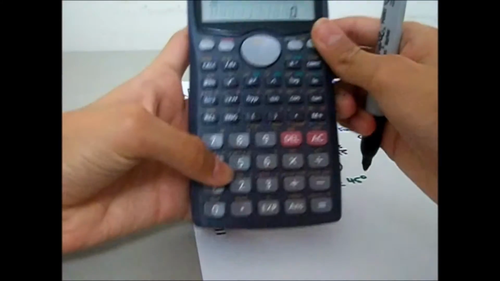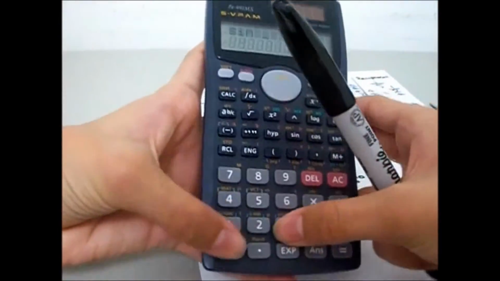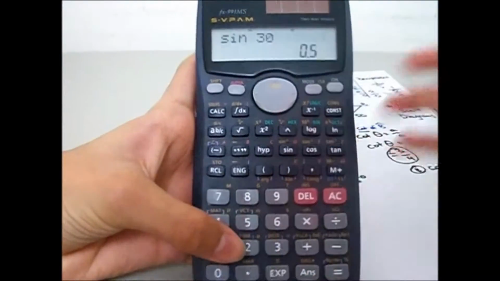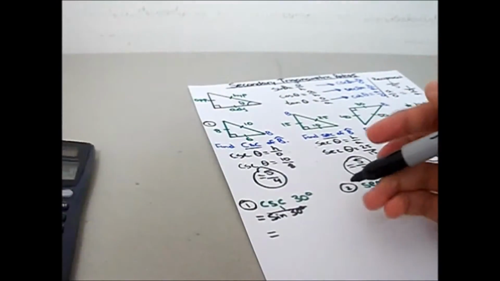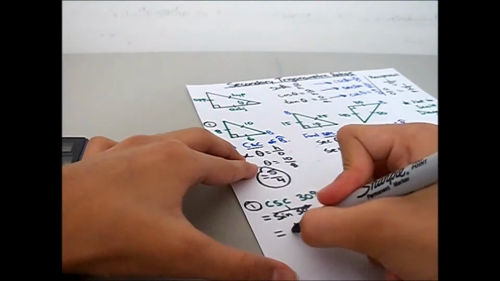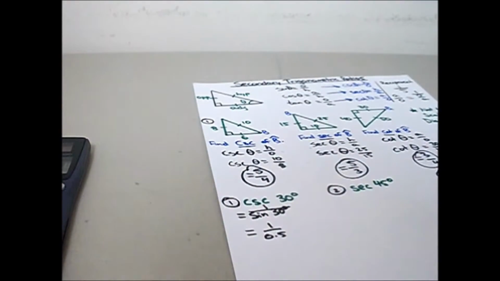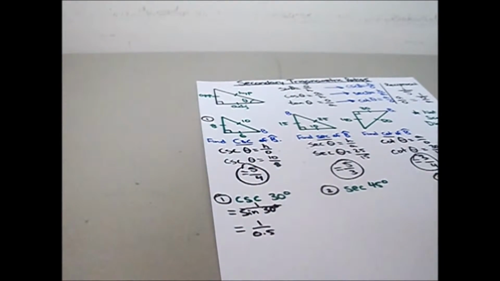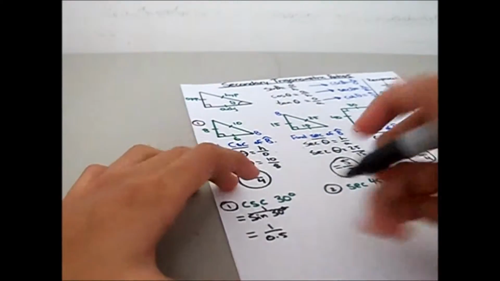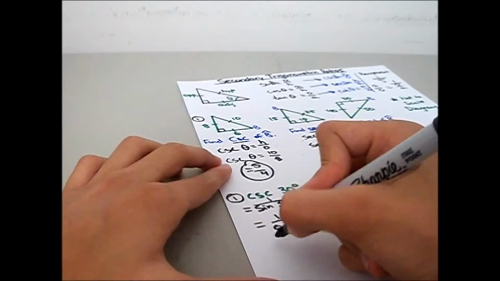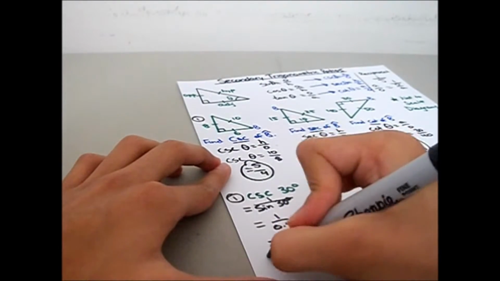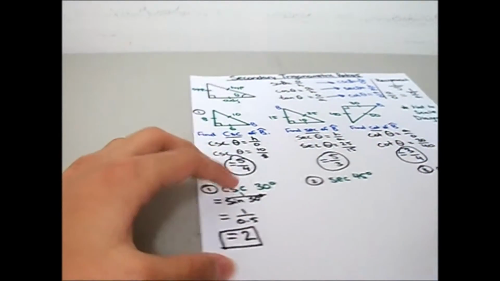So we're going to do sine of 30, which happens to be 0.5. So sine of 30 is 0.5. And since cosecant is the reciprocal of sine, we have to put a 1 above it to change it to its reciprocal form. So 1 divided by 0.5 is 2. So cosecant of 30 is equal to 2.